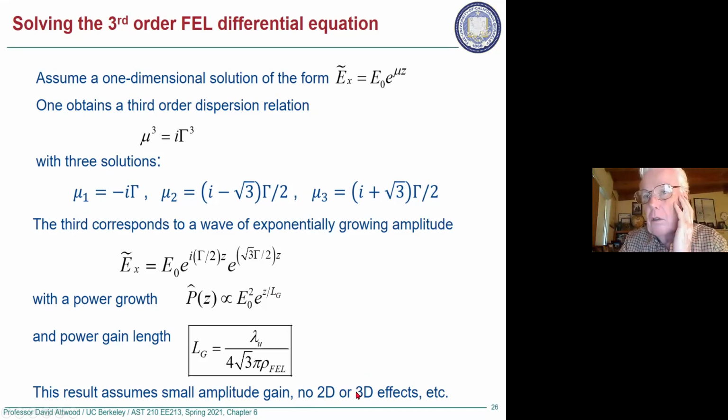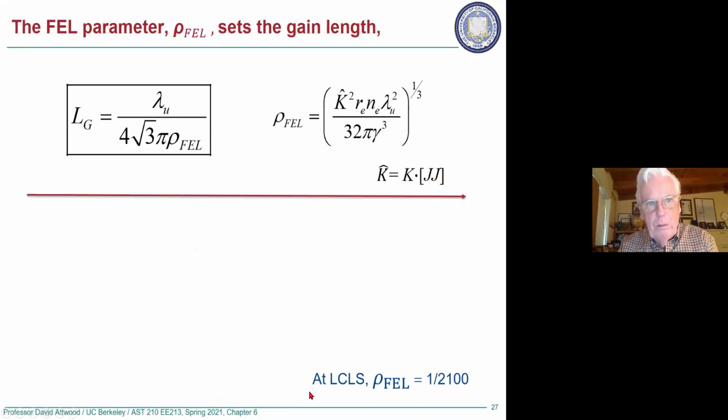And I'll mention to you in a while what are some of the 2D effects that would make this 1D model a little optimistic, and actually will increase the gain length. When you start putting in some 2D effects, it will take a little bit longer to exponentiate. The gain length will be a little bit longer in practice. So I'm just reminding you about the assumptions we made.